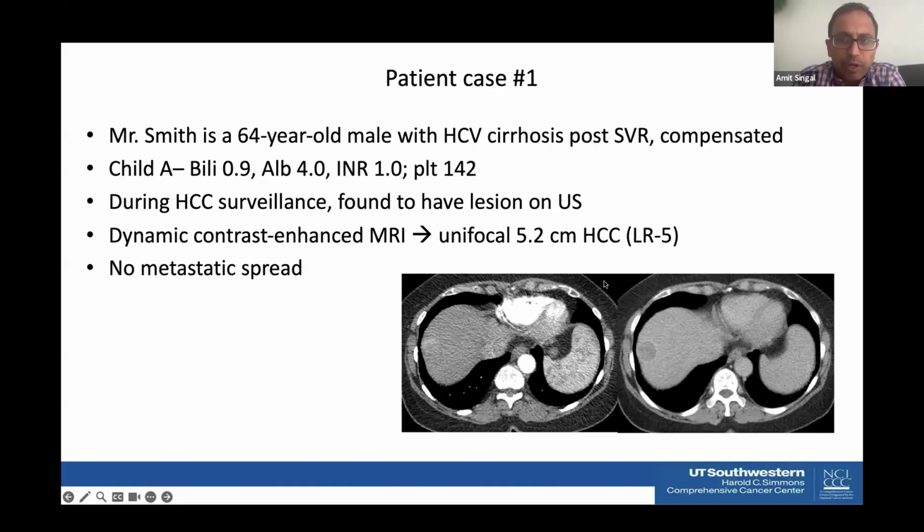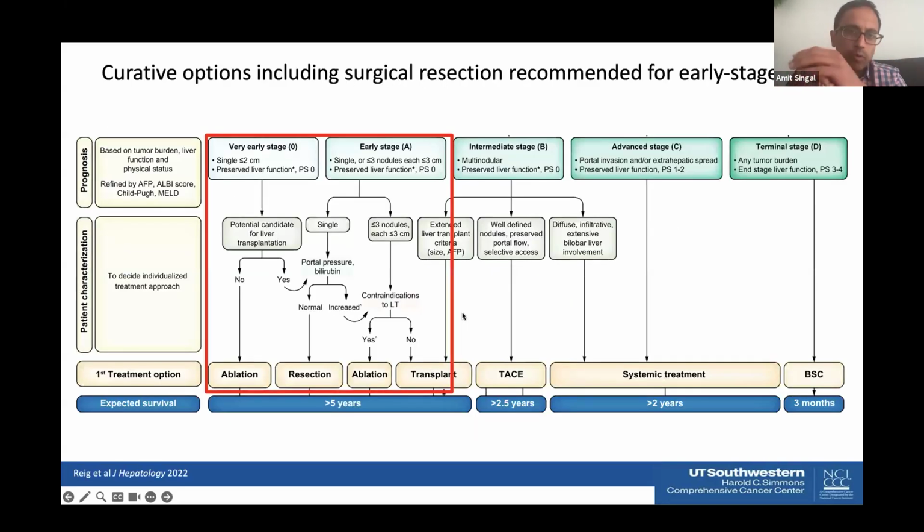So I decided to frame this as a case. Mr. Smith, 64-year-old male, hep C cirrhosis, post-SVR, compensated. You can see the labs there. He is found to have a lesion on ultrasound, undergoes an MRI, and is found to have a 5.2 centimeter HCC, no metastatic spread. And so, I think this is a typical case where one walks in. We're fortunate to find this patient at an early stage.